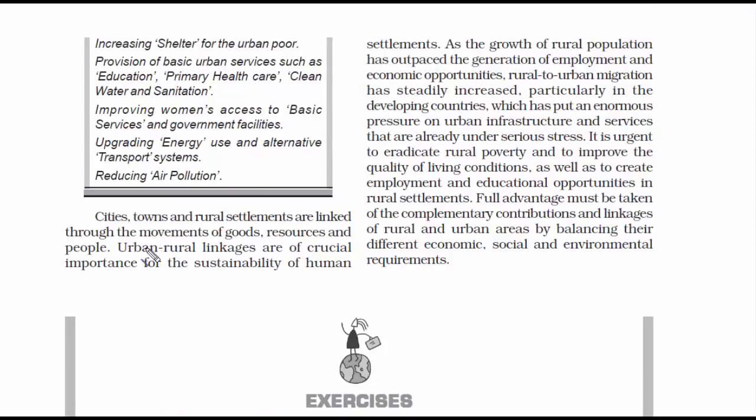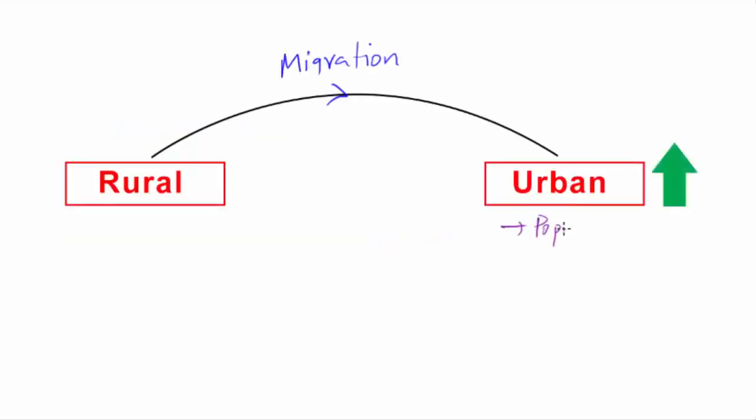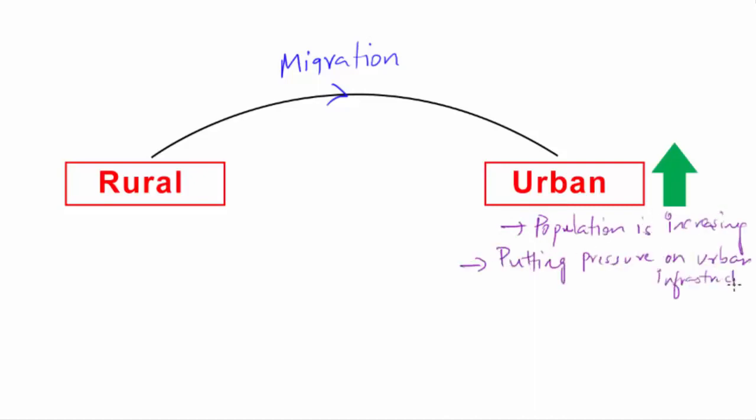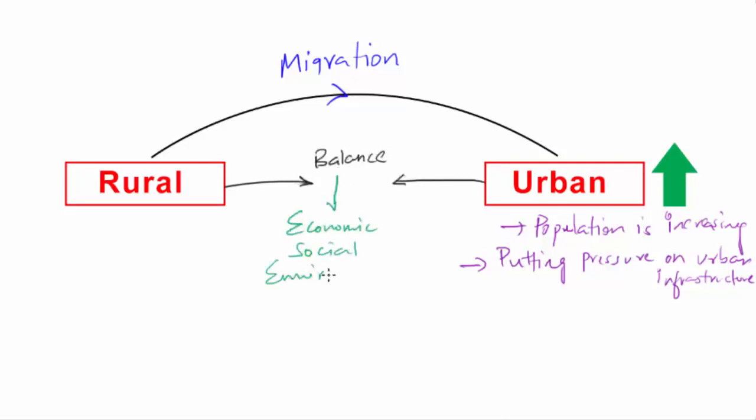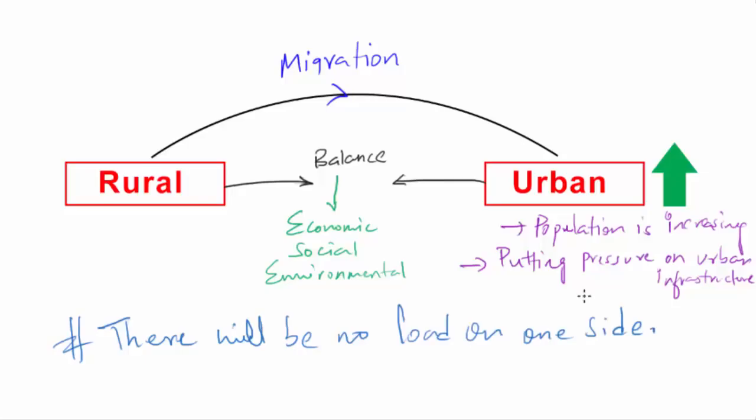So in a nutshell, there should be a link between urban and rural settlements, and it is important for sustainability of human settlements. But right now that's not the case. Rural-urban migration is increasing, which is putting enormous pressure on urban infrastructure and services. The only solution is to balance urban and rural settlements and also balance their economic, social, and environmental requirements. At least this way it will not create any load on the natural resources of a particular place.